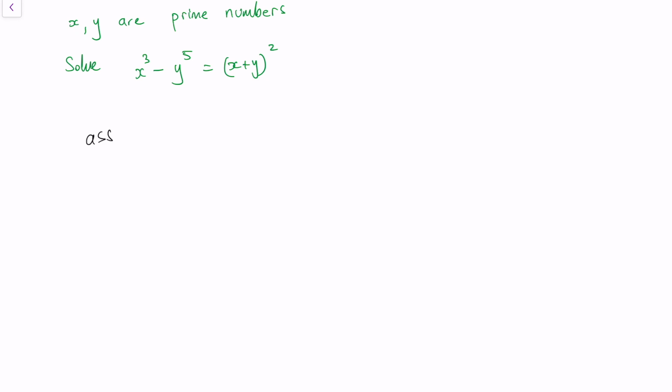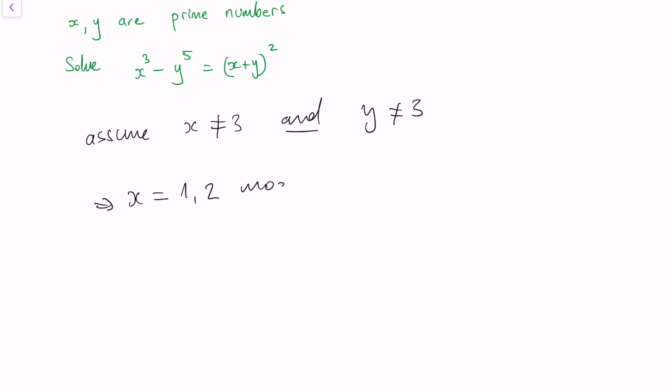So let's assume that x is not equal to 3 and y is not equal to 3. Right? So that implies x must be either 1 or 2 in mod 3. Similarly, y must equal 1 or 2 in mod 3.